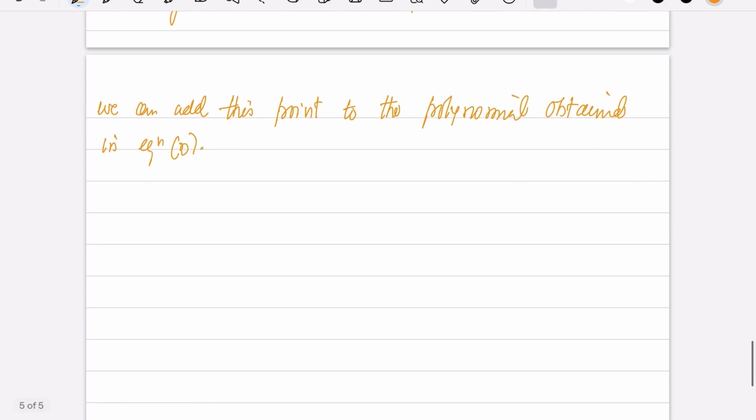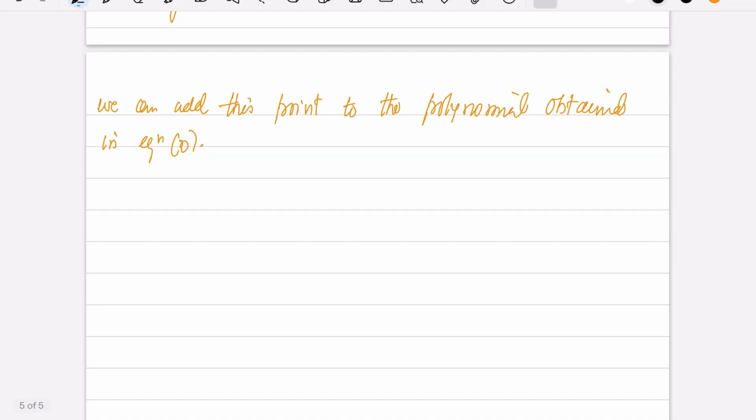And how can we do it? Let's call this new point, sorry, that is not 8, that is 6 comma 822. Let's call this new point 6 comma 822 as x3 comma y3. Therefore, in order to incorporate this point, we need to calculate.